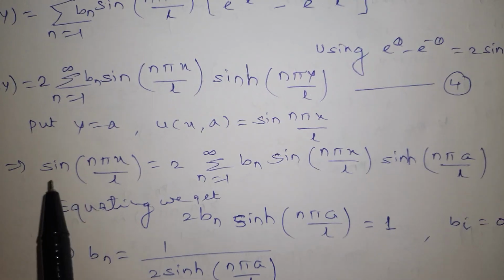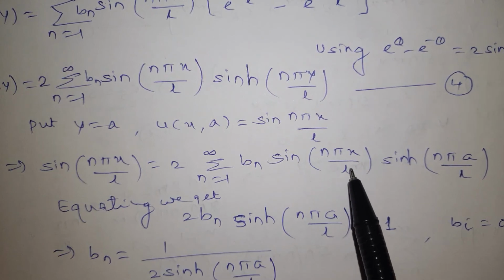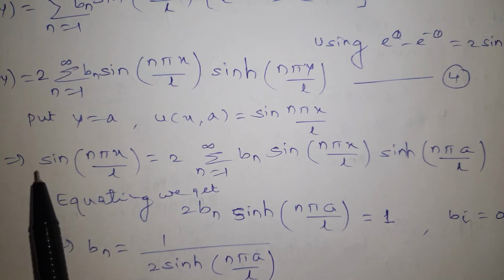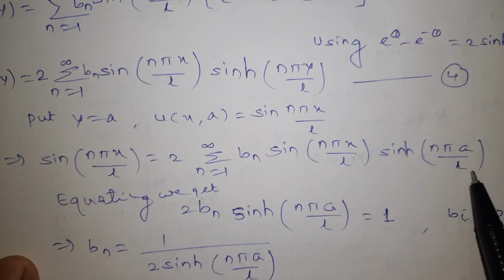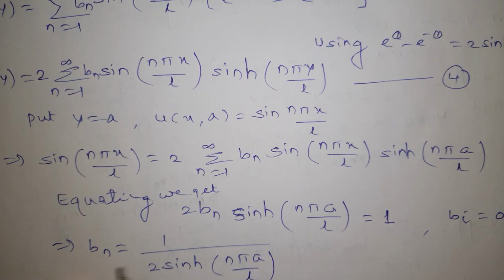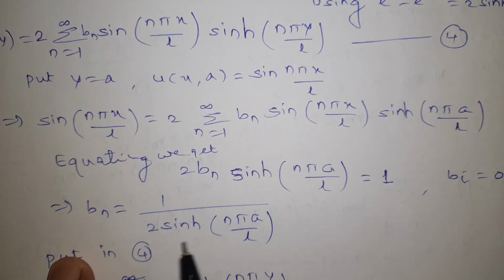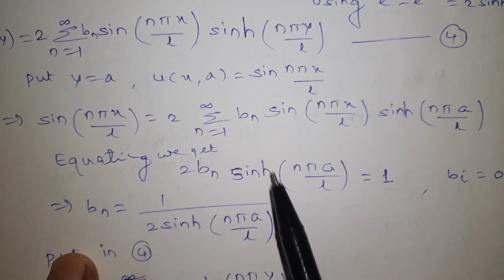See, here sin n pi x upon L and here also sin n pi x upon L. Luckily I get the same terms. So equate. By equating, what do you get? Here the coefficient is 1. 1 is equal to 2 bn sin h n pi a upon L. Understood? So from this I get the value of bn. What is the value of bn? 1 upon 2 sin h n pi a upon L, and this is present only for n.